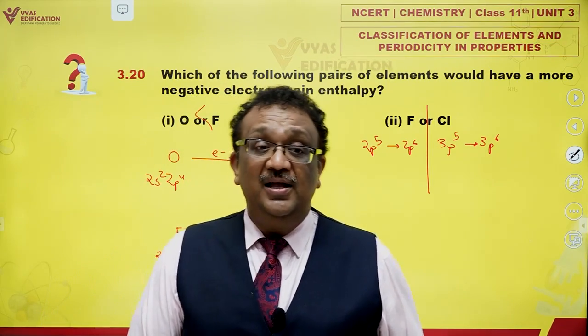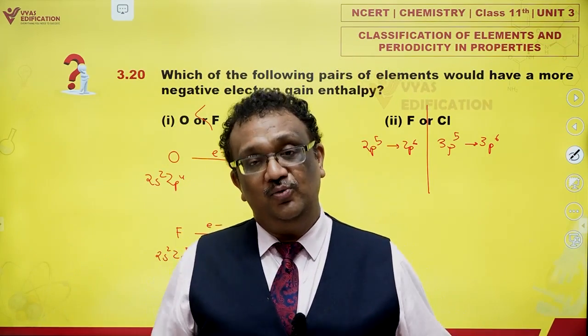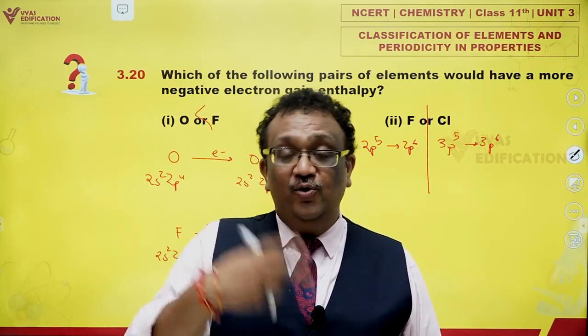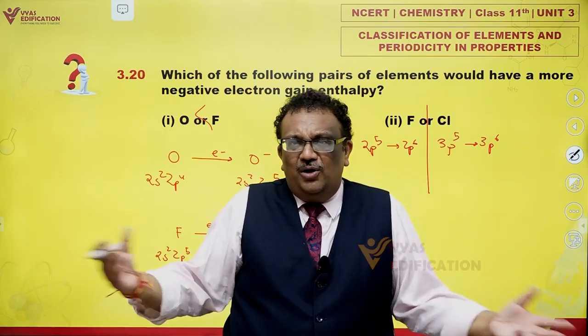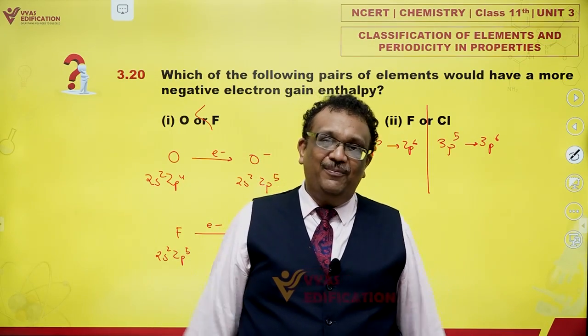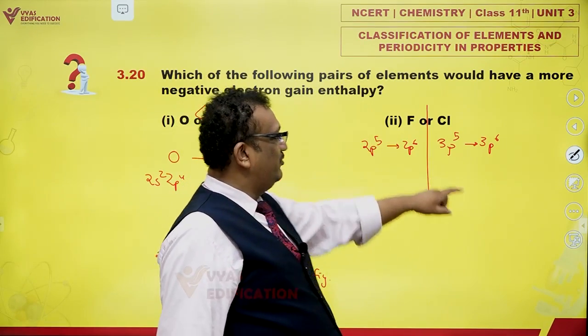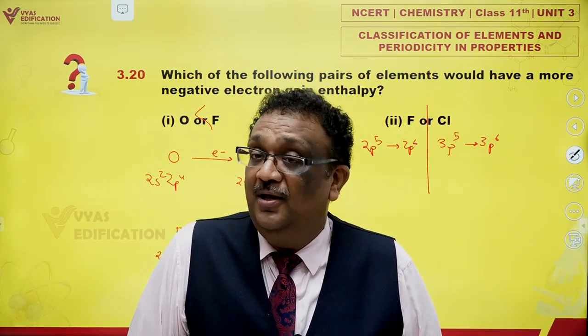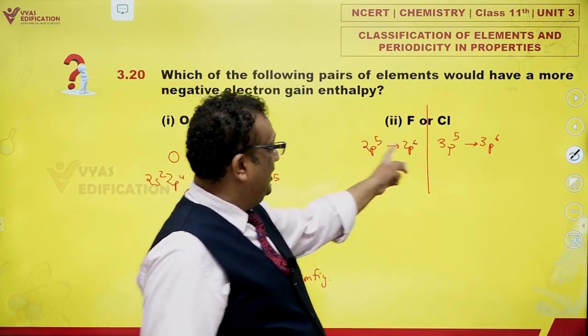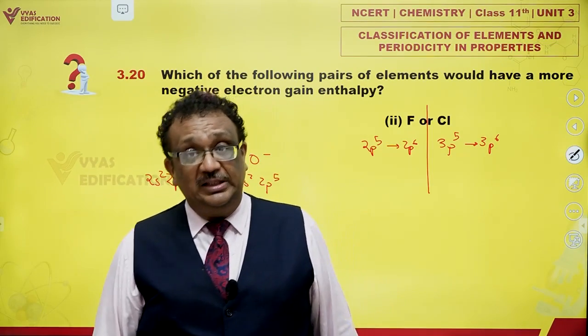On the other hand, if the same people had been in a bigger house or a bigger room, and if they get a new friend, they're happy. And the happiness is more explicit. Why? Because there's not much repulsion, right? They feel happier. So you find in case of F and Cl, size becomes very important. Nonetheless, both of them feel happy in attaining noble gas configuration. We are not opposing that.